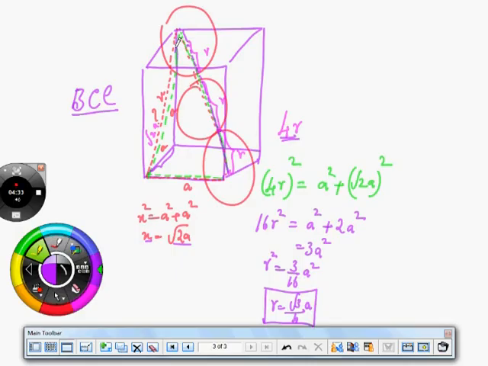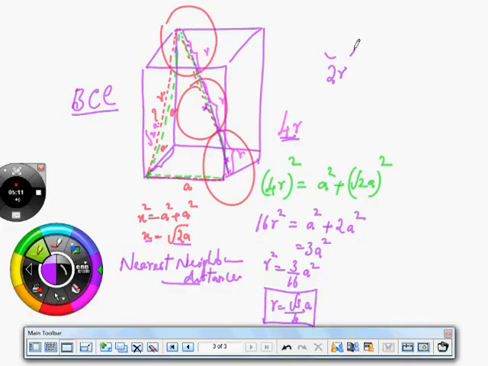Clear? Any doubt? Now there is a concept called nearest neighbor distance. What does that mean? Nearest neighbor distance. The distance between two nearest spheres. Now, if you look at these two spheres, you can see this is the distance between the nearest spheres. So nearest distance or distance between two nearest spheres is always equal to 2r.